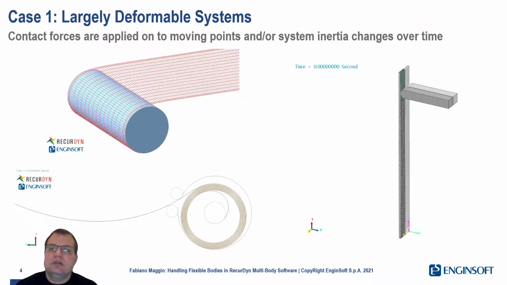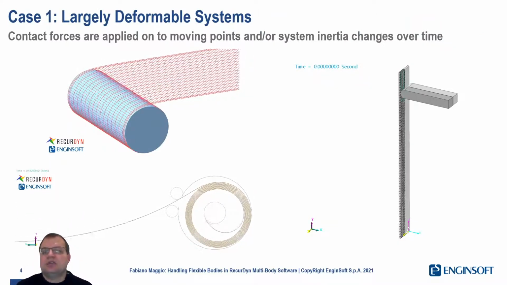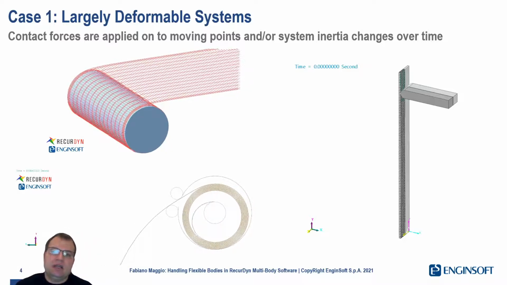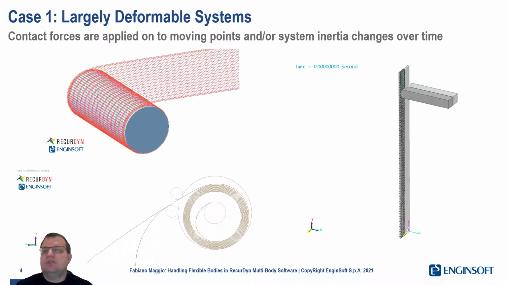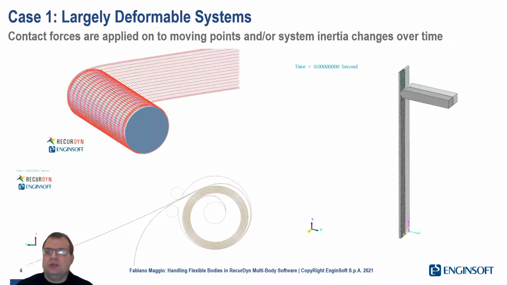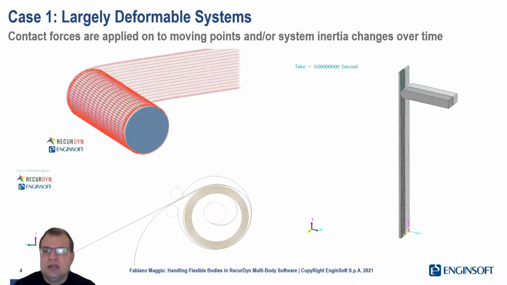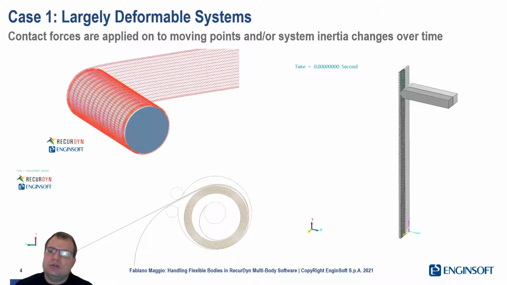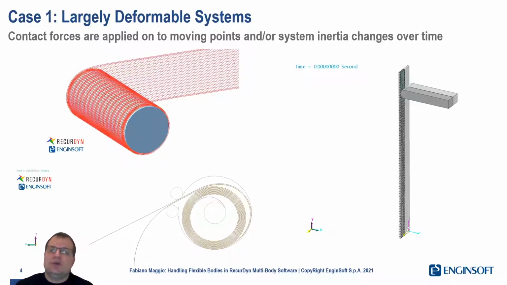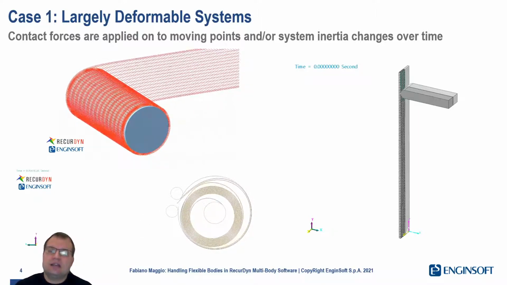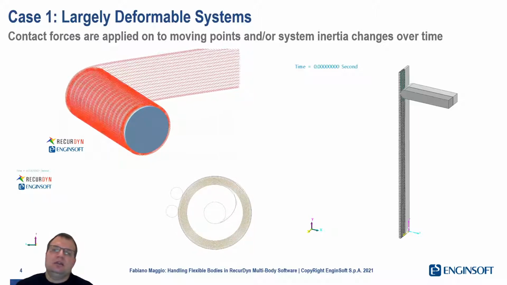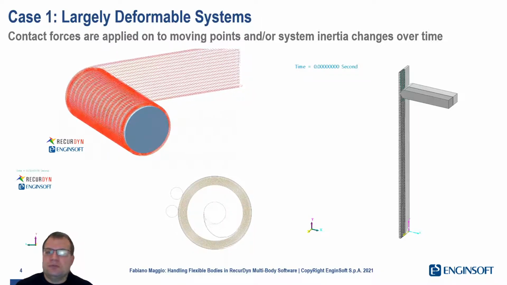When I say largely deformable systems, I'm talking of this kind of application. On top, you see there is a coil, and you can imagine this is paper or even a thin film. It can be whatever you like. If you want to perform this simulation, of course, you cannot avoid the use of a flexible body. In this model, there are many contacts applied to the flexible body, and the large deformation is, of course, mandatory.